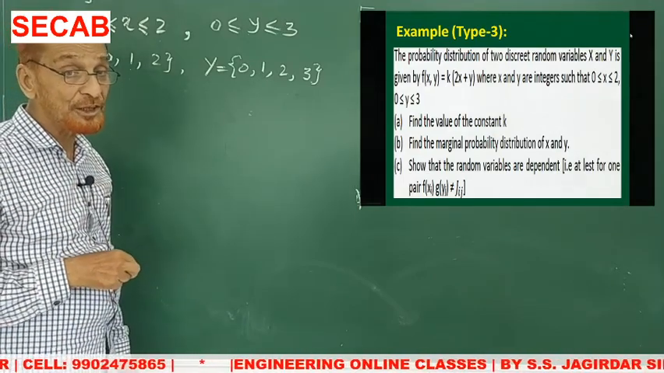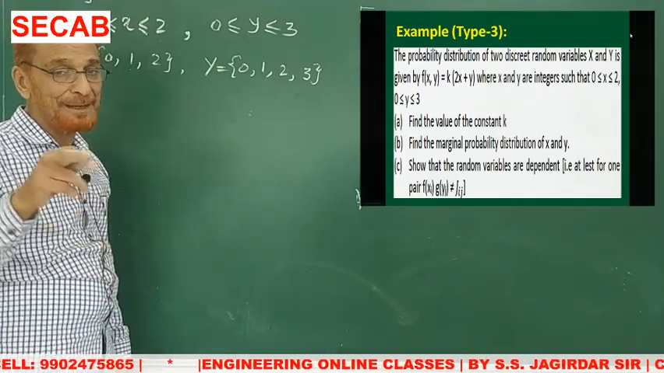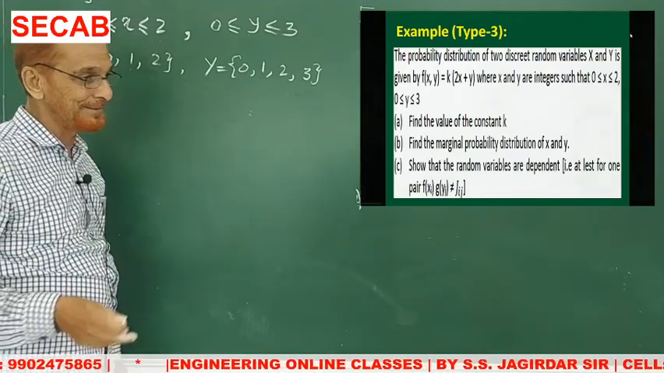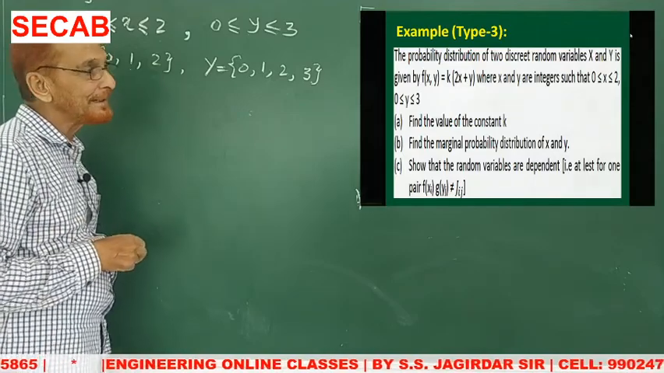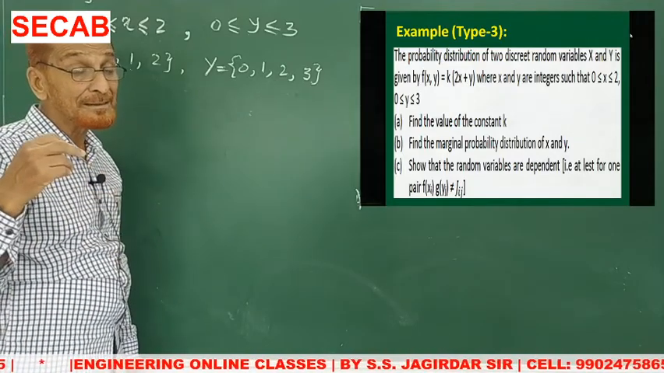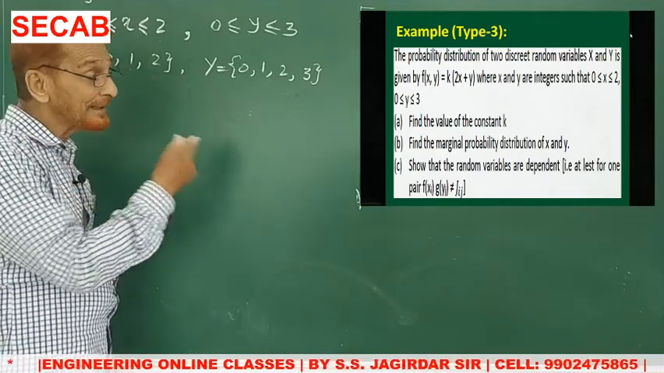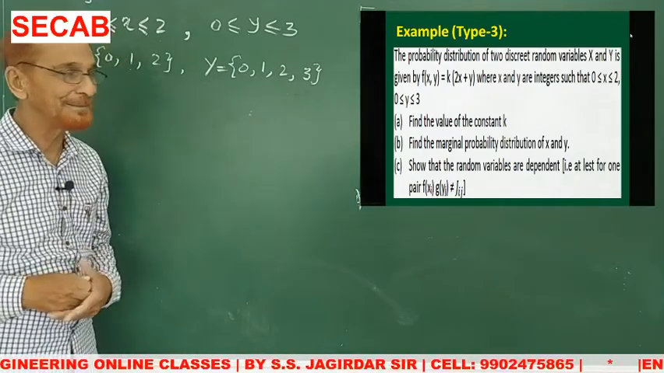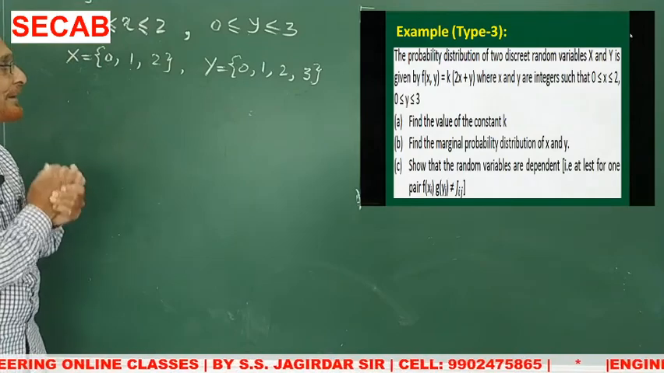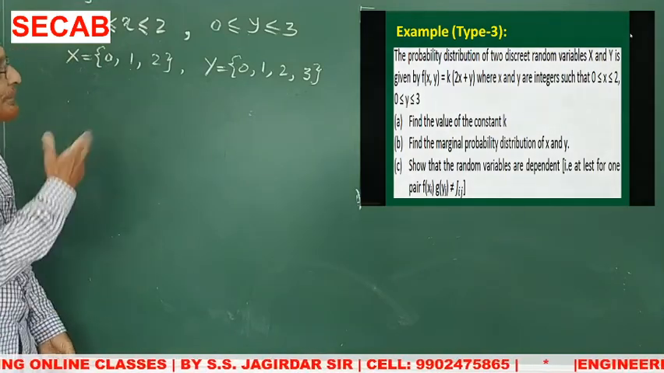Third, show that the random variables are dependent. Once again, as in the previous example, that means at least one pair you have to prove that doesn't satisfy the definition or is not in favor of the definition. So it is a very simple example. So how to work it out? Here let's go one by one.